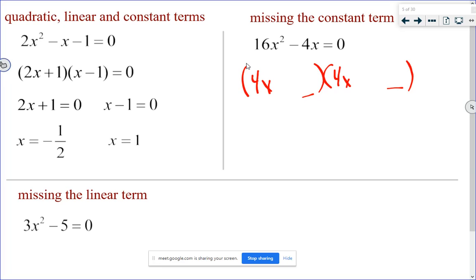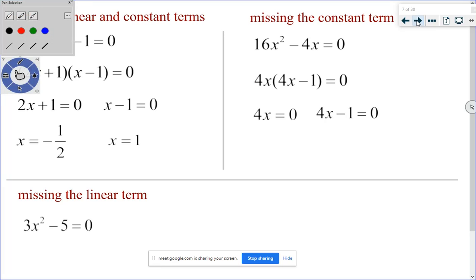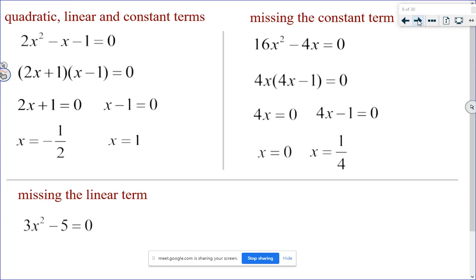You still factor, but you take out a common factor. This is something you need to, I think, really drill into your head. If there's no constant term, you factor a common factor out. And there's always going to be a common factor because both terms have x. And now we do the same thing that we did on the left. We say that the first factor, which is 4x, equals 0. So there's one factor of 4x multiplied by another factor of 4x minus 1. So you set each factor equal to 0, and you solve these. You get x equals 0 and x equals 1/4.